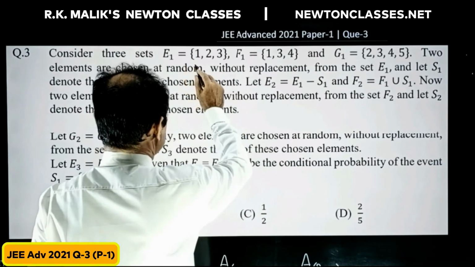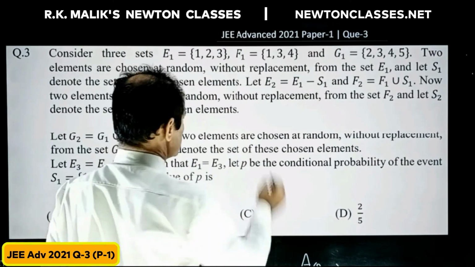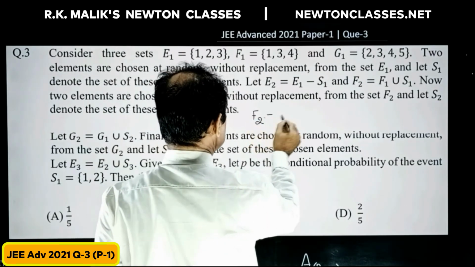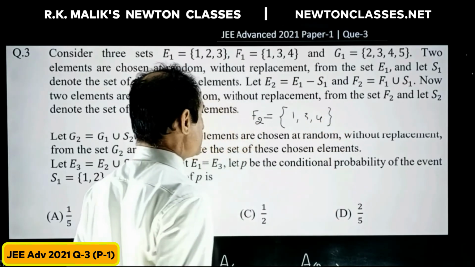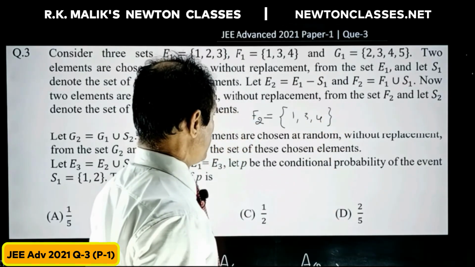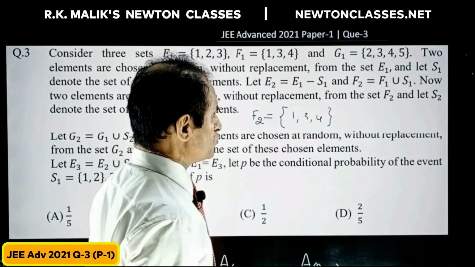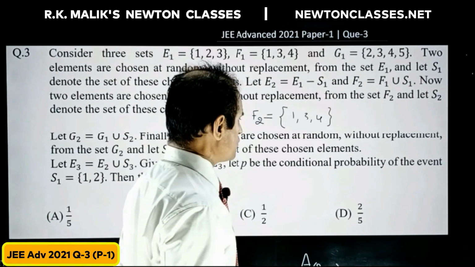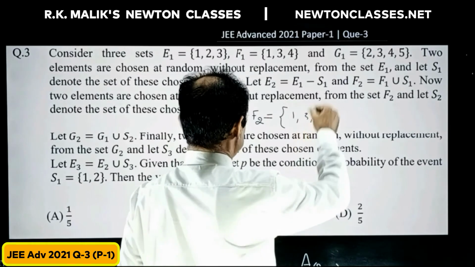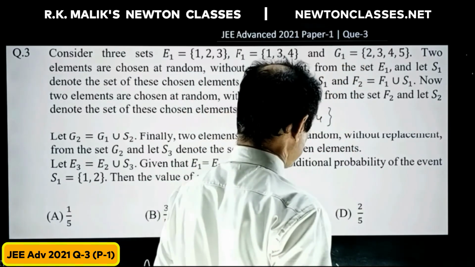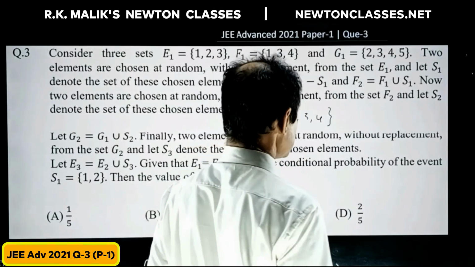After 1, 3 are chosen from E1 and placed in F1, the set F2 will become 1, 3, 4. That is, it will remain the same as F1, because we are going to find the probability that from G2 1, 3 will come out. Therefore, when we take out two elements from F2 and place them in G1 to make the set G2, in those two elements one must be there.